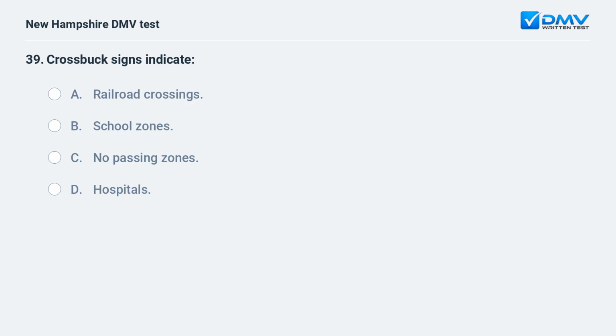Crossbuck signs indicate A. Railroad crossings. B. School zones. C. No passing zones. D. Hospitals.